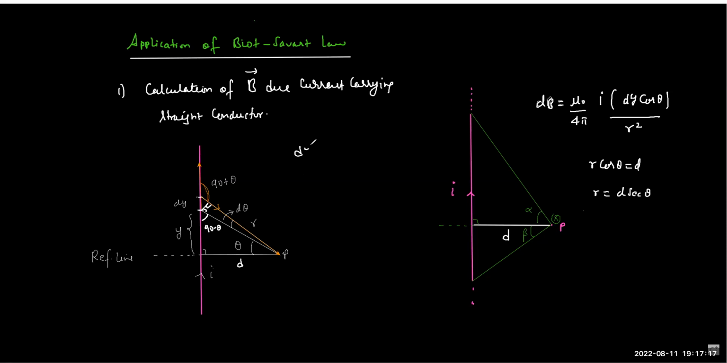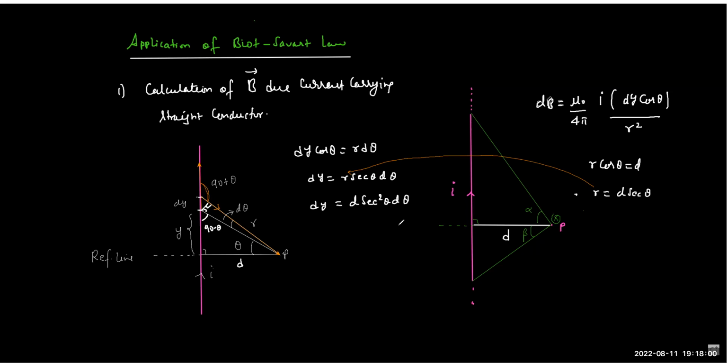Yes, sir. Okay. So basically, you can say dy is R sec theta d theta, right? Yes, sir. But R itself is d sec theta, right? Yeah, we can see R itself is d sec theta. Yes, sir. So the dy turns out to be how much? d sec square theta d theta, correct?